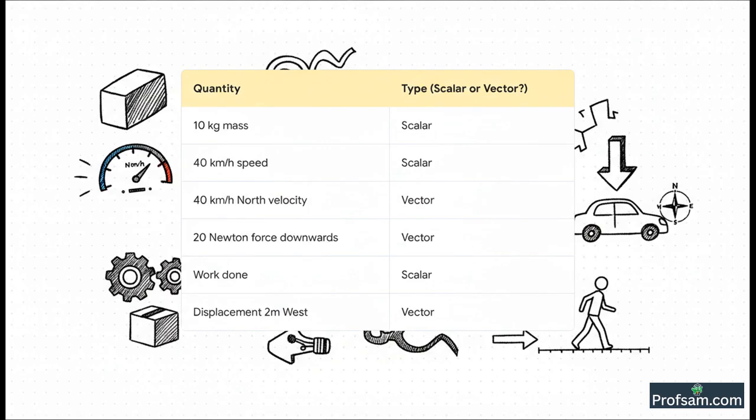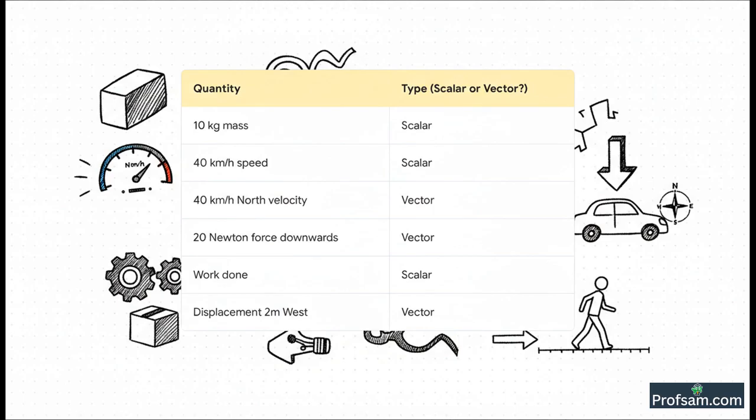But look at the next one, 40 kilometers per hour north velocity. Aha, they gave us a direction, so direction definitely matters. It's a vector. What about 20 Newton force downwards? Well, downwards is a direction, so that's for sure a vector. Now, work done. This one can be a little tricky, but work is a form of energy, and energy doesn't have a direction, so it's a scalar.